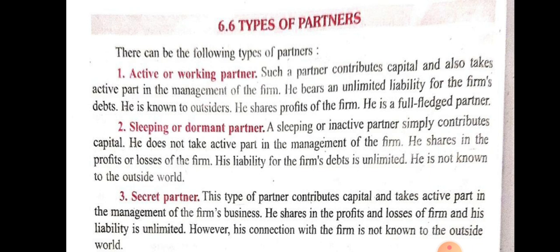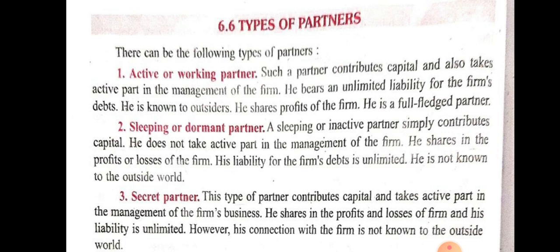Number 2, sleeping or dormant partner. A sleeping or inactive partner simply contributes capital, money, and doesn't take an active part in the management, but they share the profits and losses, and their liability is also unlimited, and they are not known to the outside world. So active, inactive, sleeping, working.